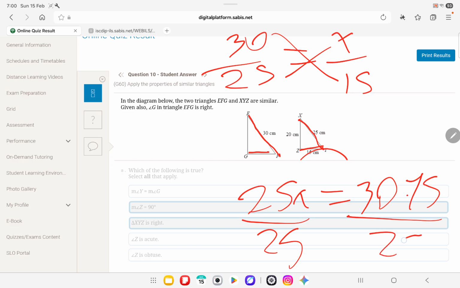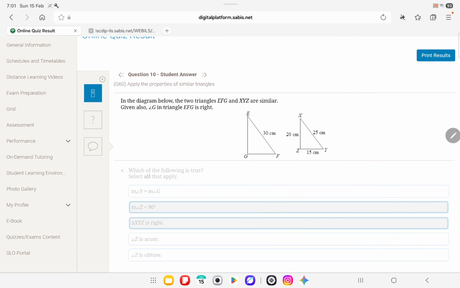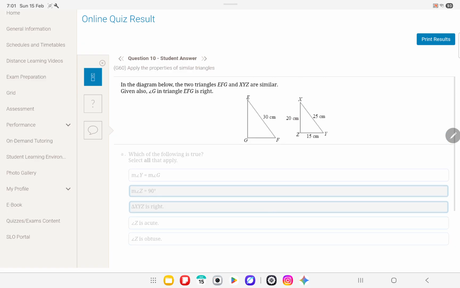Divided by 25, divided by 25. It'll be x is equal to, here we can just simplify 25 divided by 5. 25 and 15 we can divide them both by 5. So 25 divided by 5 is 5, divided by 5 is 3. Then 5 divided by 5 is 1, and 30 divided by 5 is 6. So it would be x is equal to 6 times 3 over 1. 6 times 3 is 18. 18 over 1 is just 18. So x is 18. X is GF, because we're looking for GF.